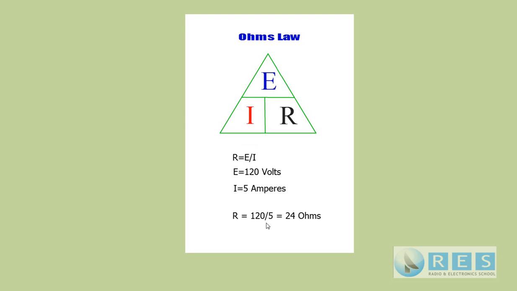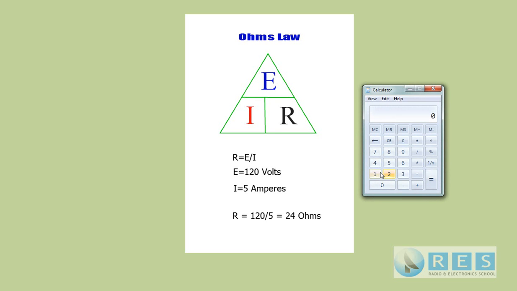So just put the values in your equation. R equals, E is 120, I is 5. 5 into 120 goes 24. And if you're not sure, use a calculator. 120 divided by 5 equals 24 ohms. So if you've got 120 volts and 5 amperes, the resistance of the circuit is 24 ohms. Not too hard, is it?